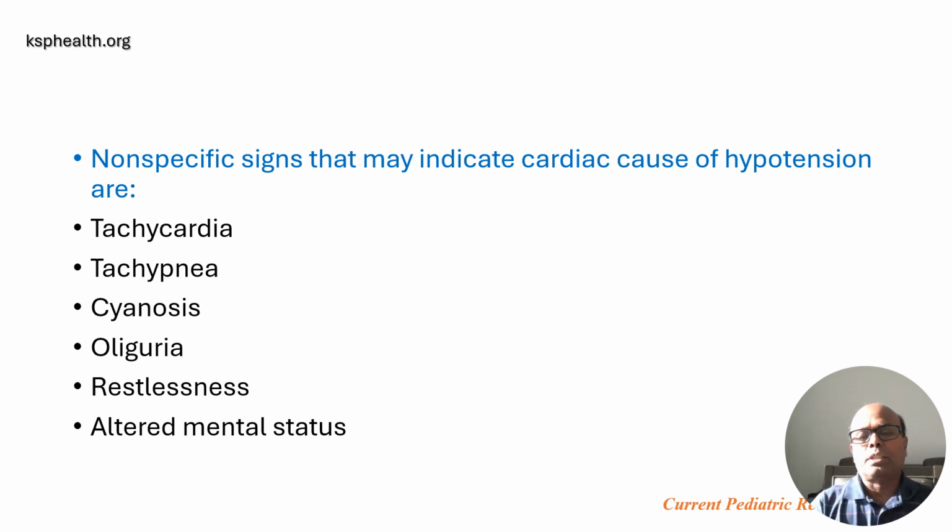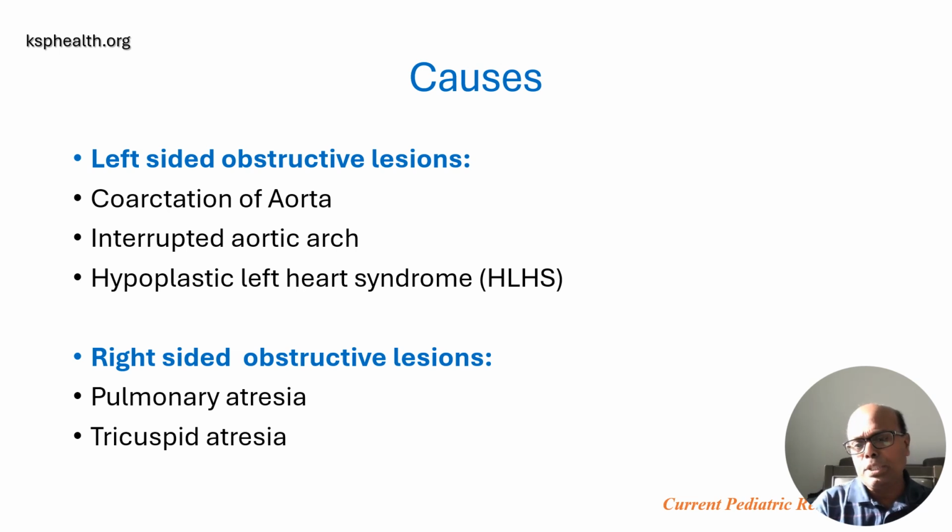There are lots of non-specific signs that may indicate cardiac causes of hypotension. Those are tachycardia, tachypnea, cyanosis, oliguria, restlessness, and altered mental status. There are three distinct pathophysiologic reasons why neonates with underlying heart disease have a shock-like state. One, left-sided obstructive lesions. Two, right-sided obstructive lesions. And third, two parallel circuits that are not connected to each other.